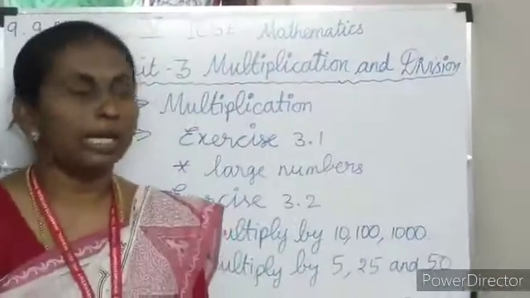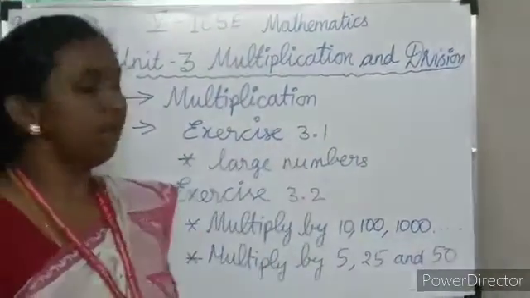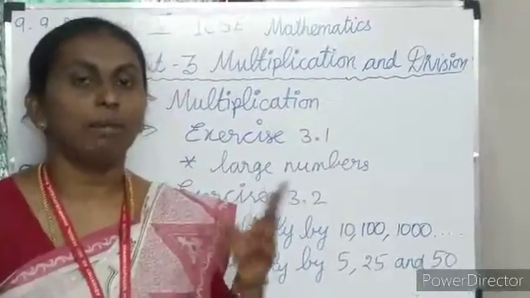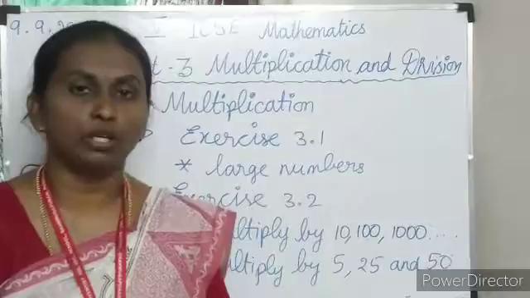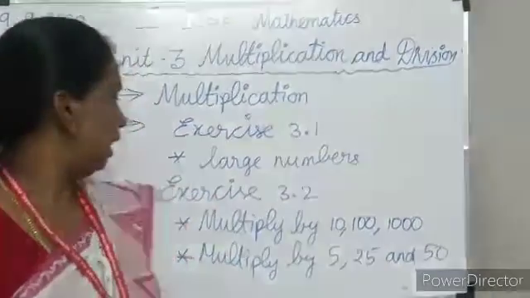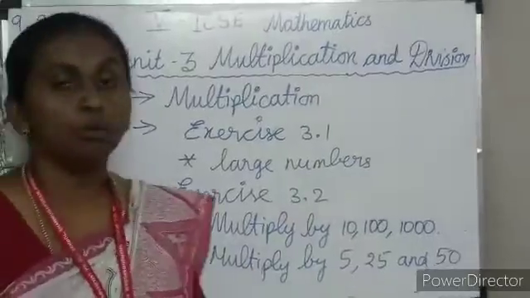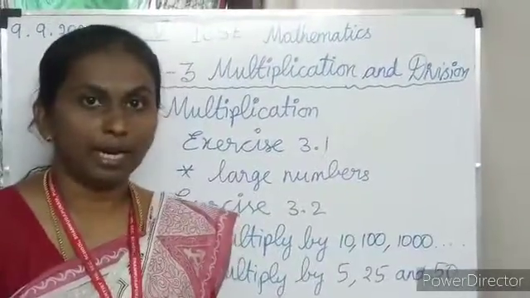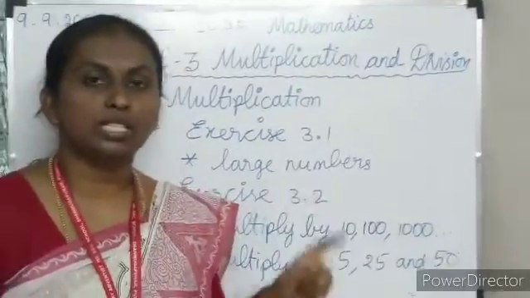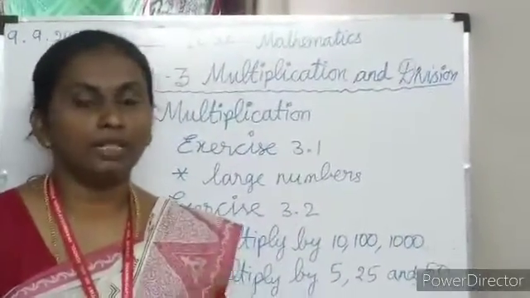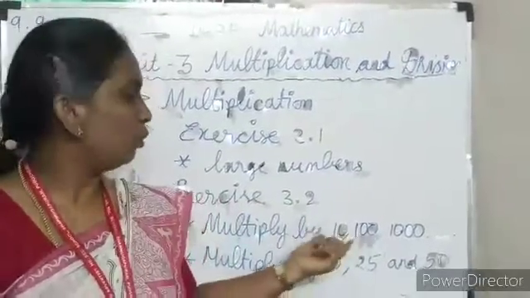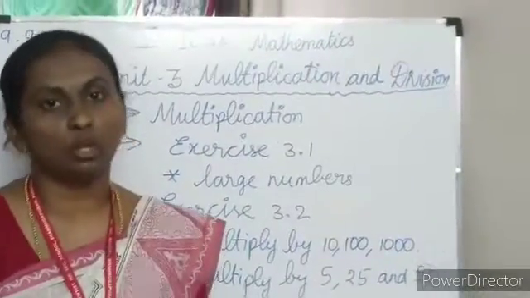In exercise 3.1, we are going to see about large number multiplication. It may be a 4-digit number by a 2-digit or 3-digit number that we are going to multiply. Then in exercise 3.2, we are going to multiply by 10, 100, 1000, that is, with zero numbers. It may be 20, 30 or 200, 900, 500. So we are going to see how to do multiplication with a zero number.